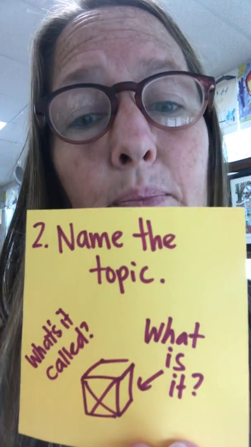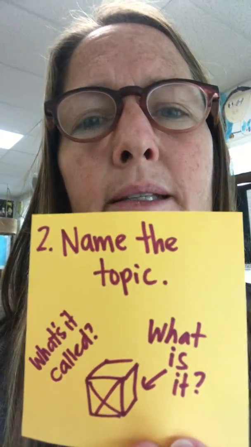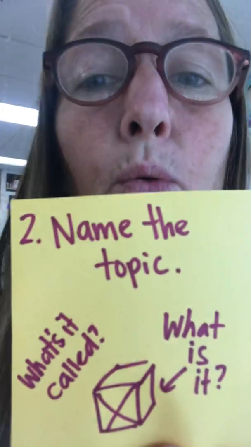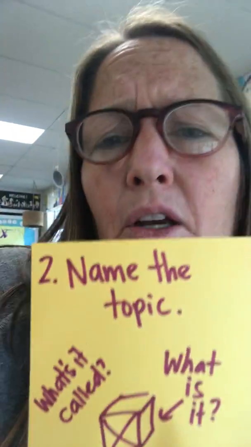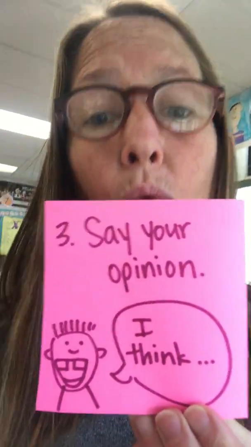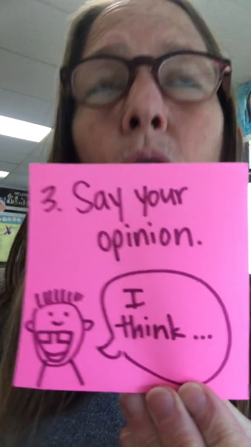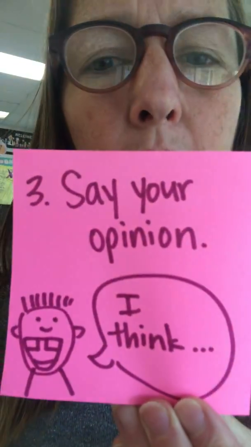The second thing that you want to do is name the topic. Now, it's going to be silly if you say, "Did you want to see a good movie?" and then you started talking about lions. Like, what? No way. You got to name your topic so the people will know what you're talking about. What's it called? What is it? And then the third thing that you want to do in your introduction is you actually want to say your opinion. You guys are really good at having opinions.